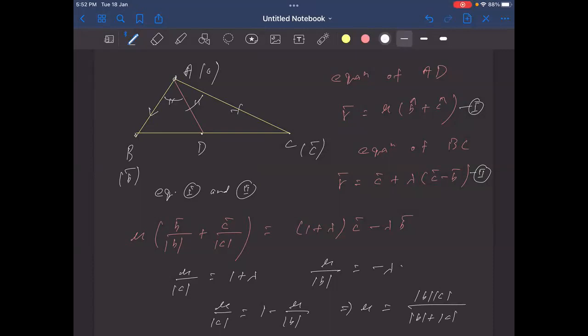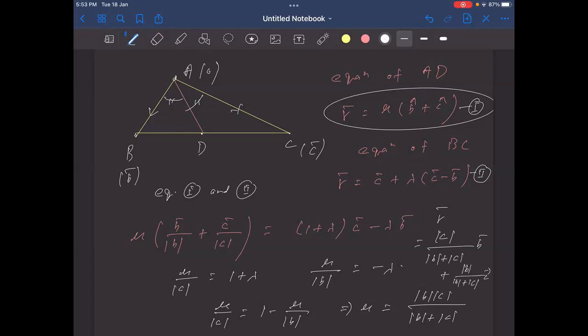Yes, sir. So place the value of mu in this equation. Now what is the position vector R coming as? I did this correctly: mod B into mod C by B plus C. Yes, but mod B is also attached there. Yes, okay, that will become mod C by mod B plus mod C B cap plus mod B by mod B plus mod C into C cap.